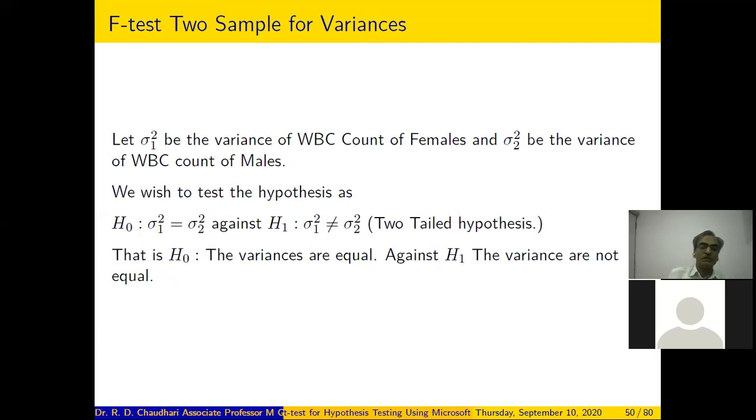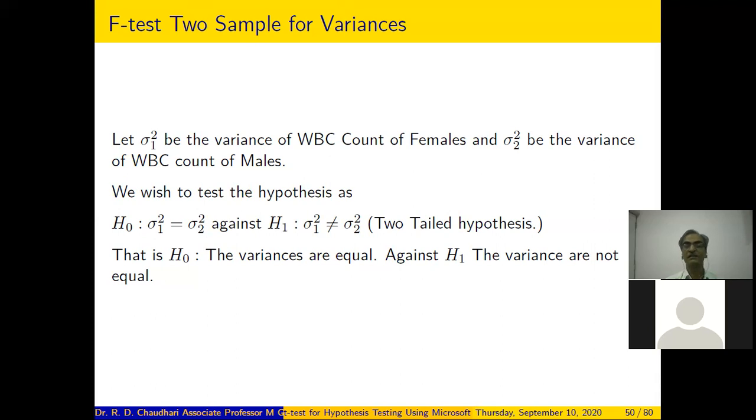Okay, so let sigma square 1 be the variance of the WBC count of females and sigma square 2 be the population variance of WBC count for males. Since we have two populations, for the first population of females, sigma square 1 is the variance. For the second population of males, sigma square 2 is the variance of the WBC count. And we want to test H naught sigma square 1 equal to sigma square 2 against the alternative hypothesis sigma square 1 not equal to sigma square 2.